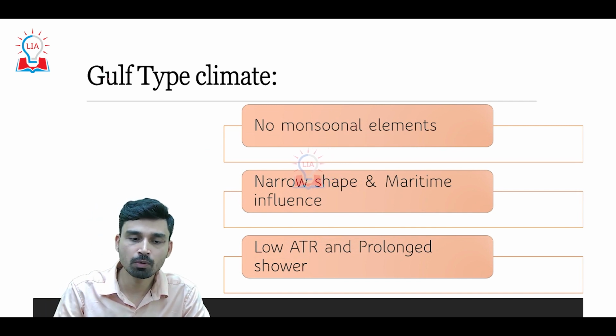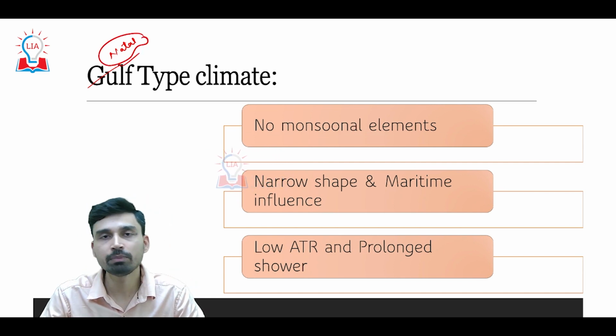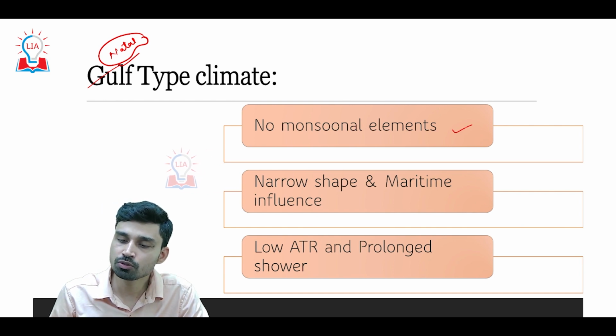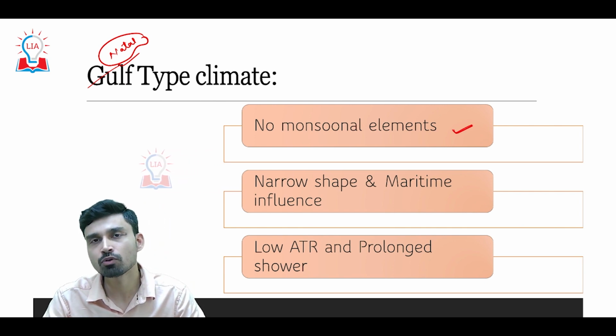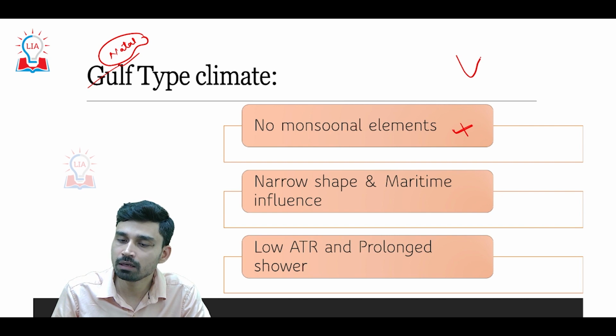Now, next, if we talk about the Natal type of climate. The Natal type of climate is similar to the Gulf type of climate, but since it has developed in the Natal area of South Africa, it is called the Natal type of climate. So here the monsoonal elements, as we have seen in the case of China, are completely absent. And the reason is very simple, because this climate has developed in a very narrow part of the southern tip of Africa.